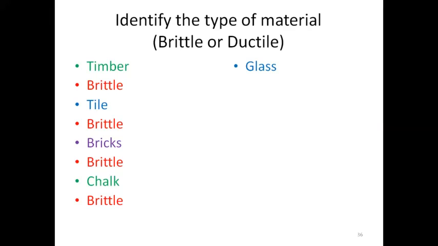Glass. Okay, Deepak is saying glass is a ductile material. And other students? Ductile, sir. Yash is saying ductile. Anyone?